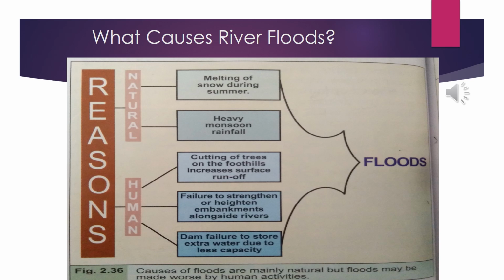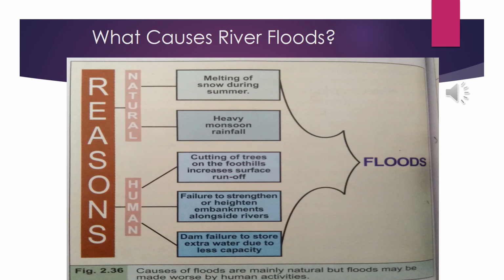So this is how human beings cause river flooding. Third point that is mentioned here, it says dam failure to store extra water due to less capacity. So why do the dams have less capacity? What's happening to the dams? Again, deforestation is the culprit. We are unable to make more dams. So instead, whatever dams we have, we should make sure that they have enough water holding capacity. But unfortunately, our dams do not have the water holding capacity they had at their beginning.